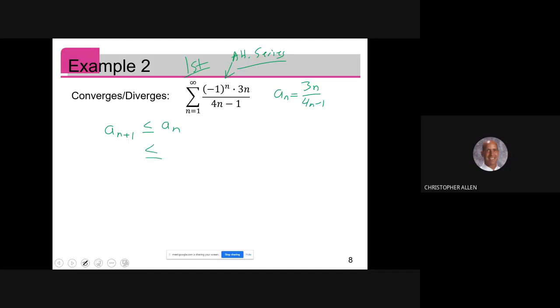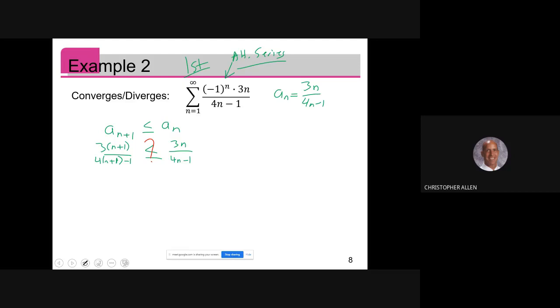So I need to show that 3 times the quantity n plus 1 over 4 times, oh, I did it again. Four times n plus 1 minus 1 is less than 3n over 4n minus 1. That's what I want to show. Technically, I guess I need to write it like this, right? We don't know that that's true. We're kind of determining if it is.